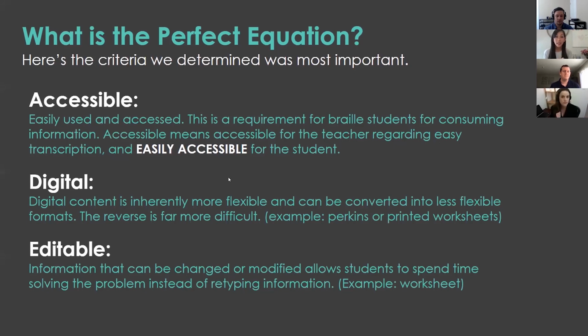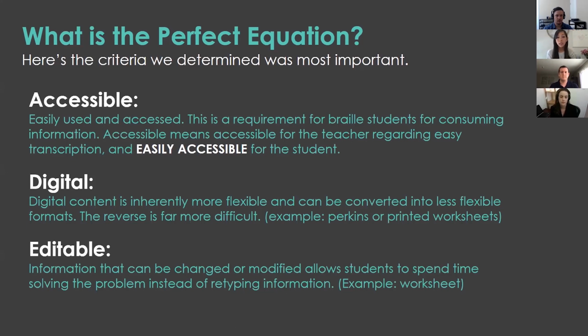And I want to say accessible is not equivalent to easily accessed, like the user experience side. So an example I use is, for example, a web page may be accessible, and yet the student or user has to tab 20 times before they get to the area that they want. That would be considered accessible, but it's not user friendly. So accessible in our terms is easily used and accessed. It's a requirement for Braille students for consuming information. It means accessible for the teacher regarding easy transcription, and also easily accessible for the student.